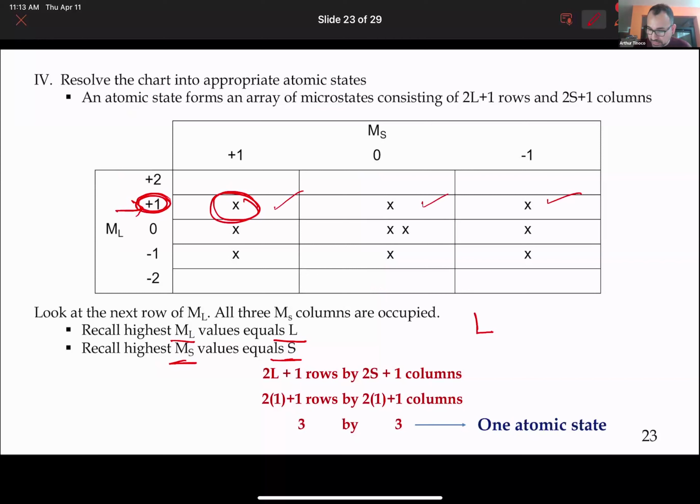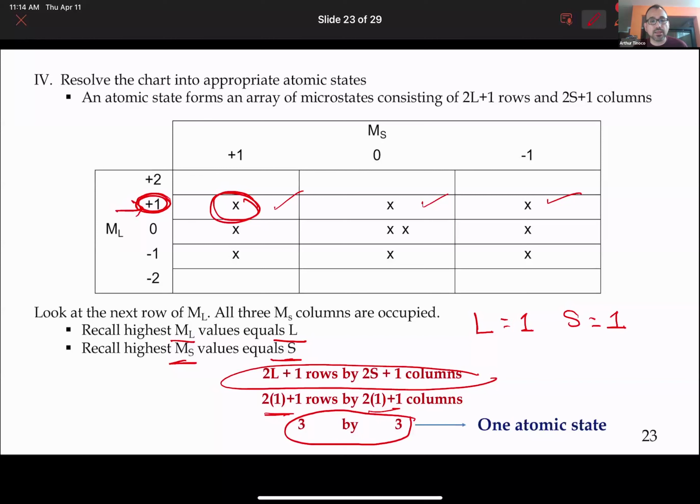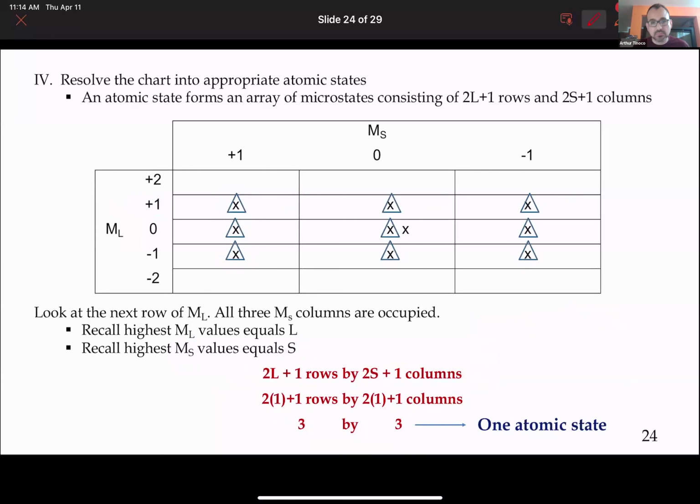So we have a system where L equals 1 and S equals 1. So our array is going to be 2L plus 1, we plug in the L, we plug in the S, and we're going to have an array that's 3 by 3, defined by these parameters, L equals 1 and S equals 1. So with that in mind, we go into our table and we literally take out an array of 3 by 3. And I'm going to pull that out of the table.